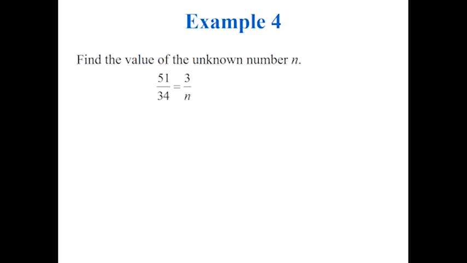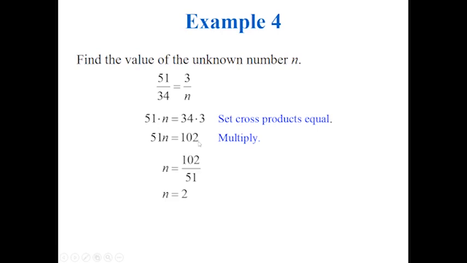Find the value of the unknown number n. We want to take our cross products and set them equal to each other. 51 times n equals 34 times 3. 34 times 3 is 102. How do we get n by itself? How do we undo multiplying by 51? We divide both sides by 51. And 102 divided by 51 is 2. The unknown number is 2.